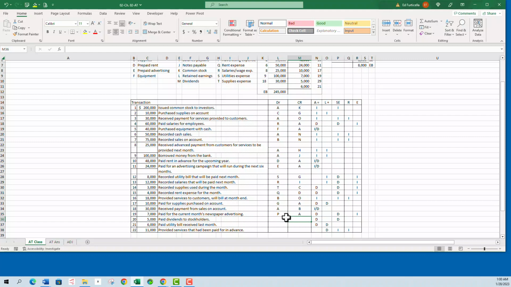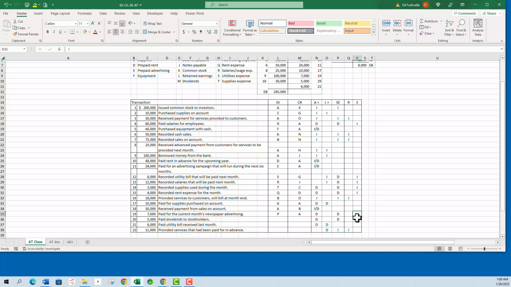Now in the accounting equation, you can see that assets go down because cash is being paid out, and so does stockholders' equity. Stockholders' equity is decreasing because we have an advertising expense, and expenses cause a decrease in retained earnings and stockholders' equity. On number 20, we pay dividends to stockholders.